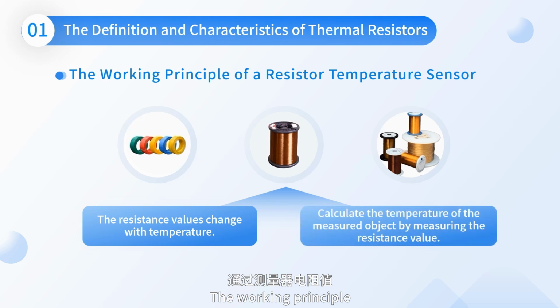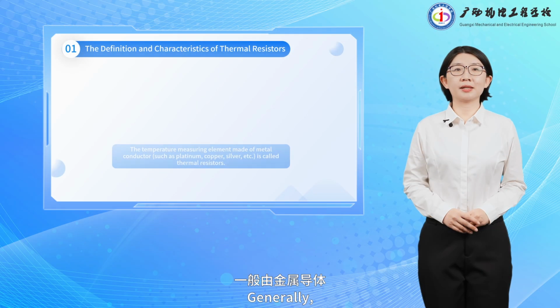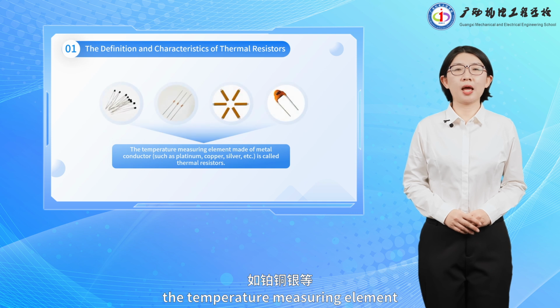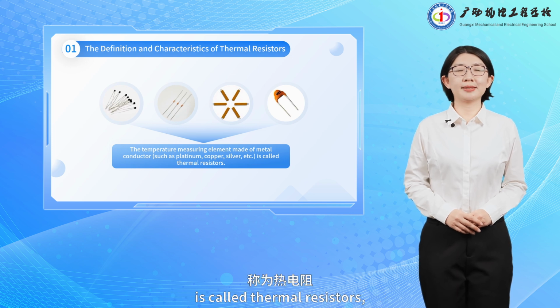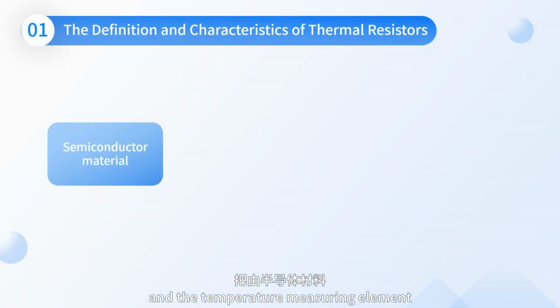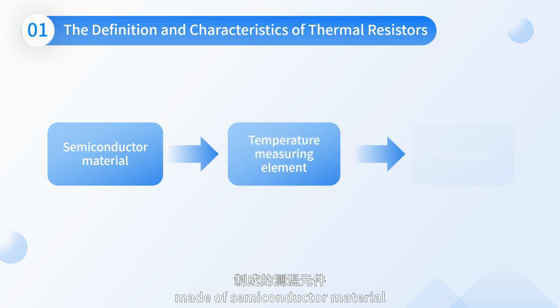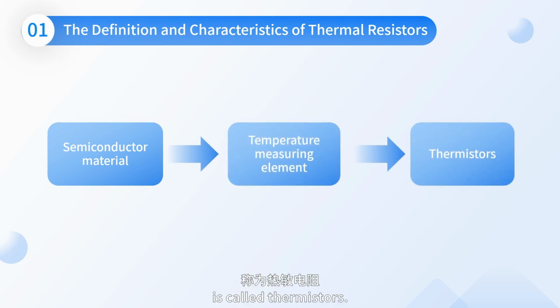The working principle of a resistor temperature sensor is to calculate the temperature of the measured object by measuring the resistance value. Generally, the temperature measuring element made of metal conductor, such as platinum, copper, silver, etc., is called thermal resistors, and the temperature measuring element made of semiconductor material is called thermistors.